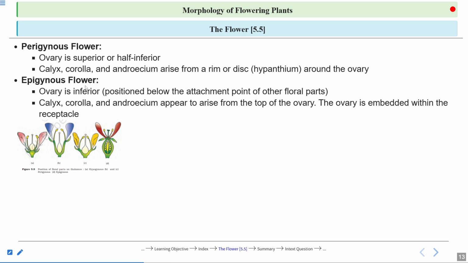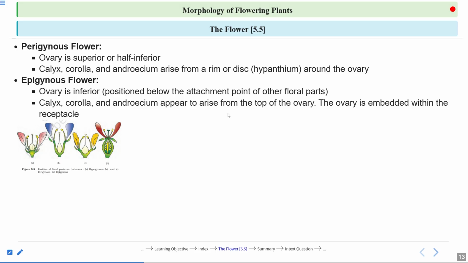Next, epigynous flower. Very simple. Ovary is inferior. Why? Because all the other parts of the flower are present above the ovary. The calyx, corolla, and androecium appear to arise from the top of the ovary. Here you can see they are present at the top of the ovary. You can see this stamen is attached. You can see these petals are attached, sepals are attached above the ovary. So this condition is called as epigynous.